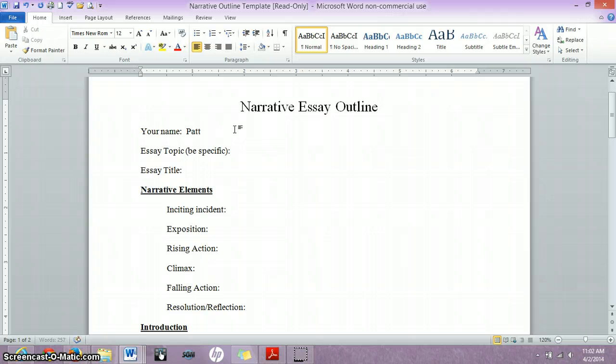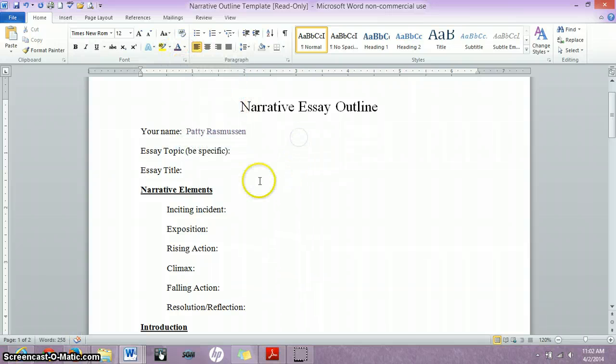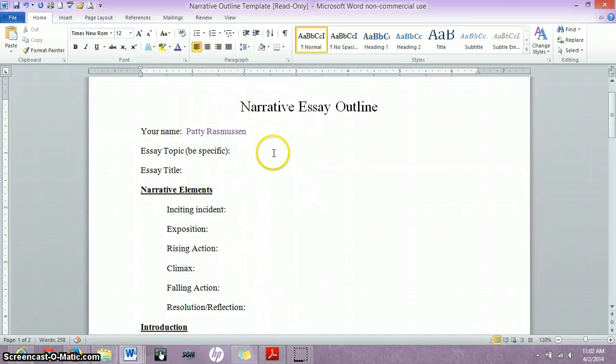So let's see here. Put my name on there, but what I suggest in those directions is to change the color. I love purple, so I could change my color to purple. Just make sure it's something that I can see easily. There, that's a better purple.